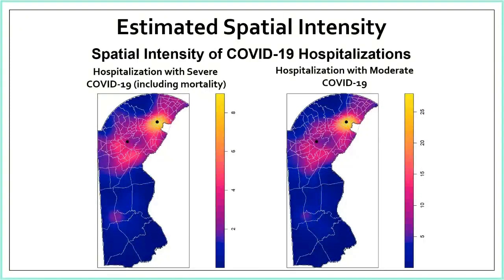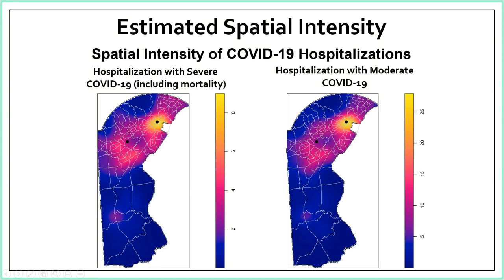So the map on the left shows the estimated spatial intensity of severe COVID hospitalizations throughout Newcastle County, and the right map is the spatial intensity of those with moderate hospitalizations. I included the two black dots for the locations of the two ChristianaCare hospitals, and then included the census tract boundaries just for spatial reference.